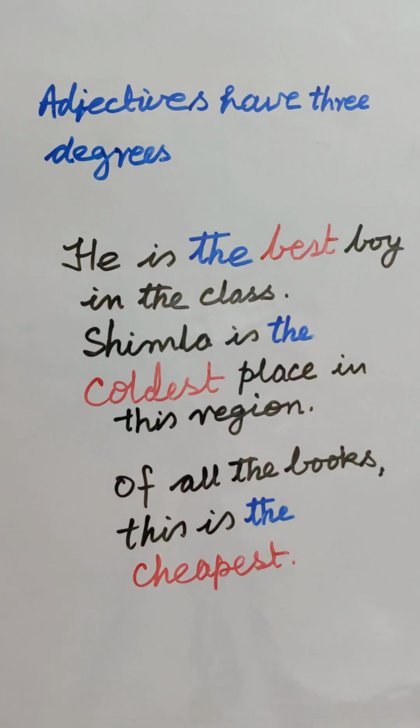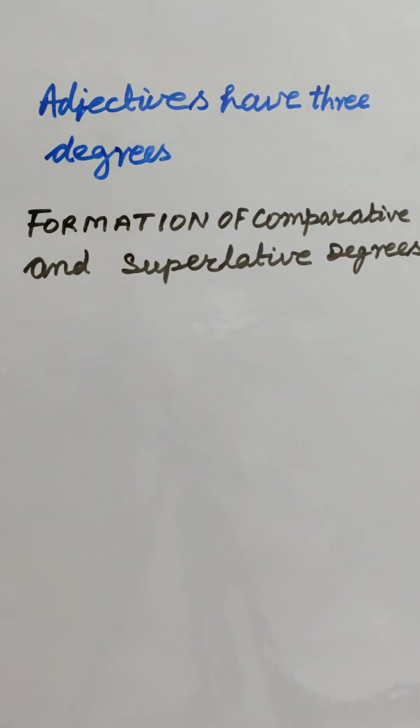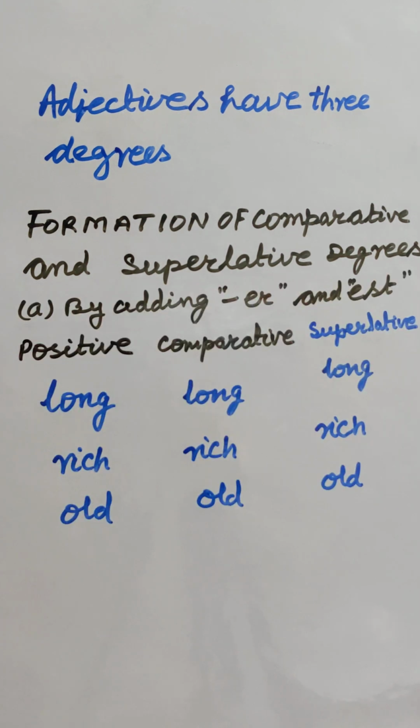Now we shall see how to form the comparative and superlative degree of adjectives. Now we shall see the formation of comparative and superlative degrees. First is by adding er and est to the positive degree. Formation of comparative and superlative degrees by adding er and est.